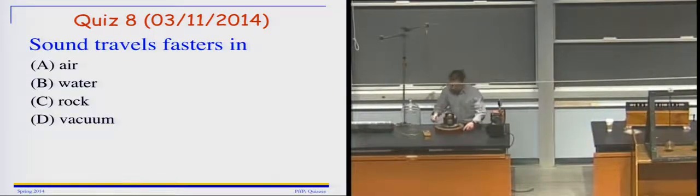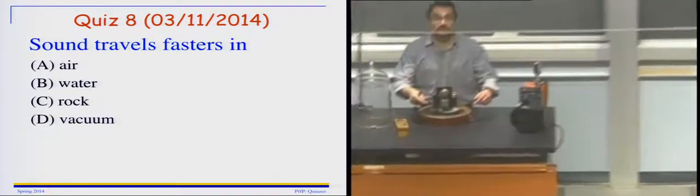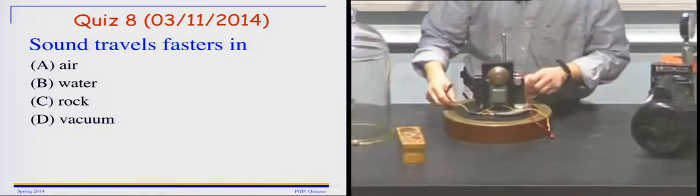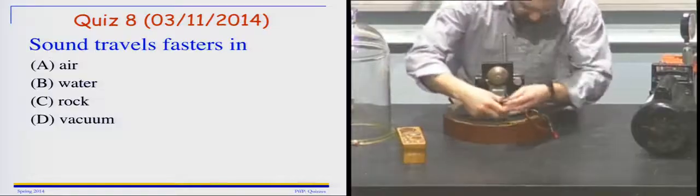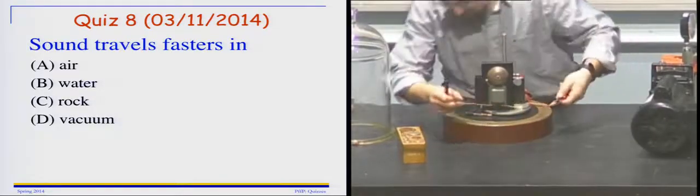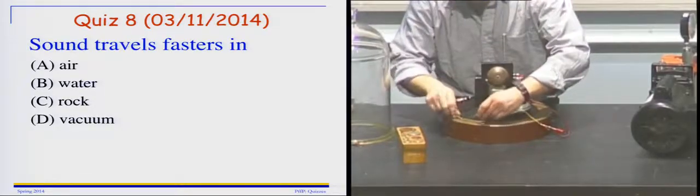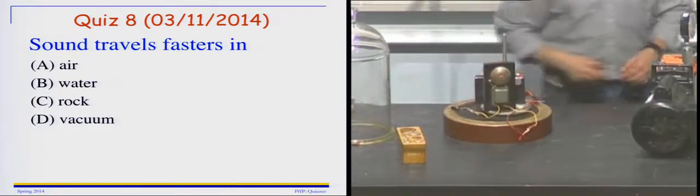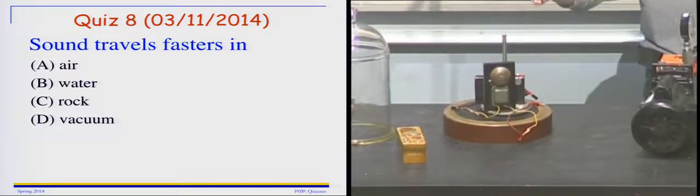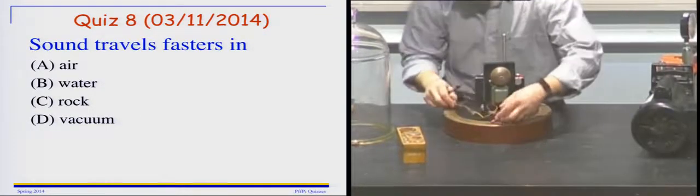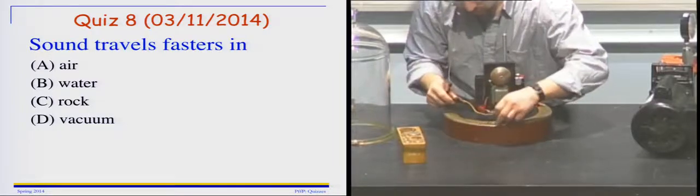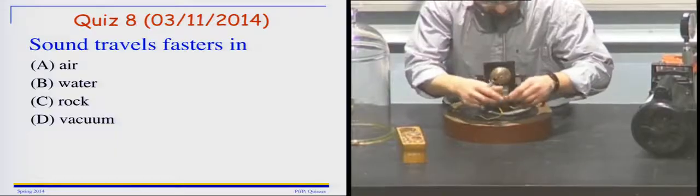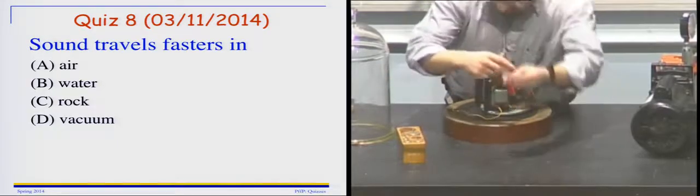I have this annoying bell here, and when it rings, you are not to get up. It's not the end of the class yet. Oh, these guys are connected. So this annoying bell rings easily in air. So hopefully I'll be able to make it also ring.